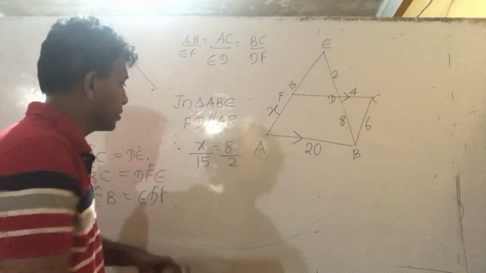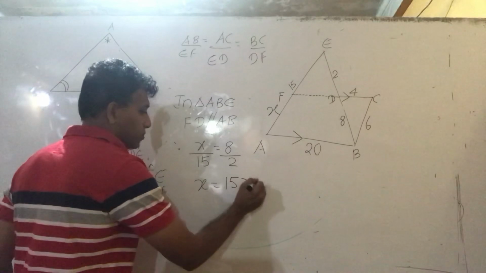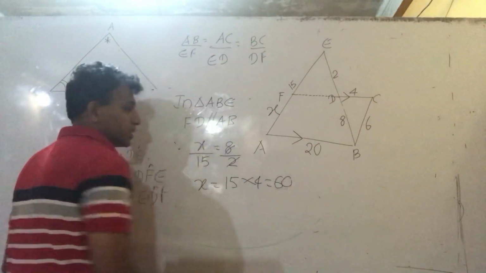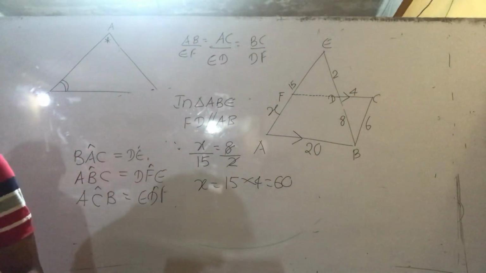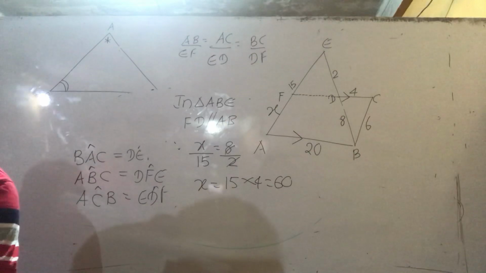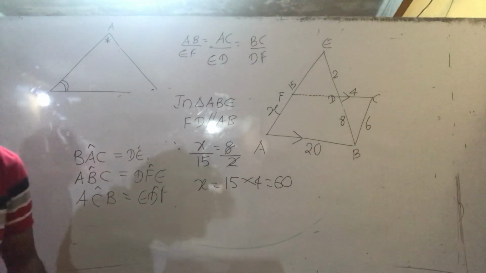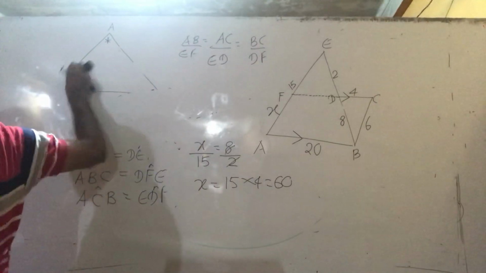So cross multiply, x equal to what? 15 times, cut the 2, is 60. x equals 60 centimeters, right? This is the way of this calculation. If you use any other method, the same answer here, okay? That's the method. Next exercise.